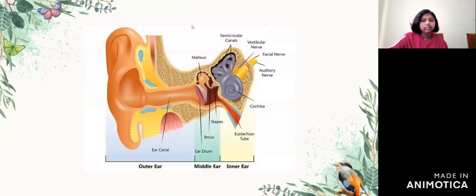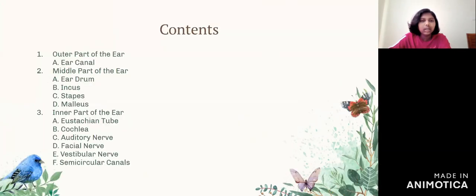In today's video, we will all know about the different parts of the ear. This is the outer part of the ear, which consists of ear canal. This is the middle part of the ear, which consists of eardrum, incus, stapes, and malleus. This is the inner part of the ear, which consists of eustachian tube, cochlea, auditory nerves, facial nerves, vestibular nerves, semicircular canals. We will know about all the parts which I read in the previous slide.